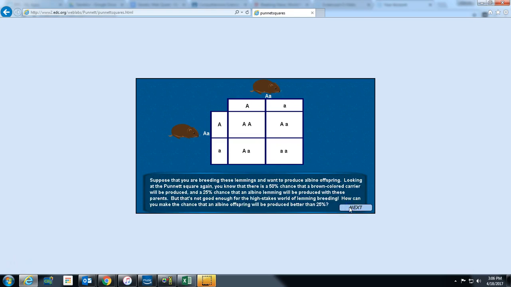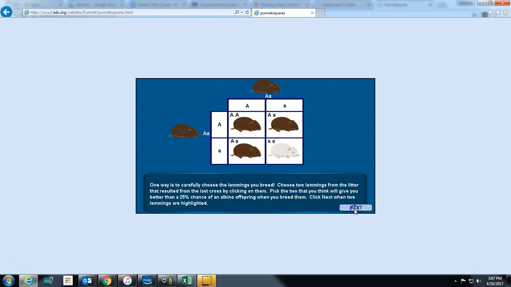Suppose that you are breeding these lemmings and want to produce albino offspring. Looking at the Punnett square again, you know that there's a 50% chance that a brown colored carrier will be produced and a 25% chance that an albino lemming will be produced with these parents. But that's not good enough for the high-stakes world of lemming breeding. How can you make the chance that an albino offspring will be produced better than 25%?